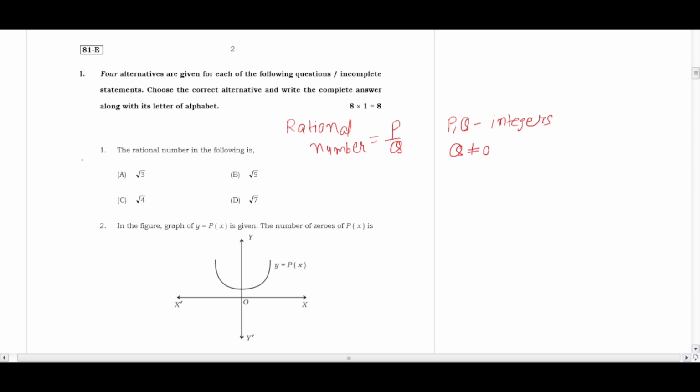Then tell me, this is root 3. Rational number or irrational number? This is an irrational number. Here root 5: rational number or irrational number? This is also an irrational number, and this is also an irrational number. What is an irrational number? An irrational number is not in p by q form. A rational number is in p by q form, but an irrational number is not in p by q form.